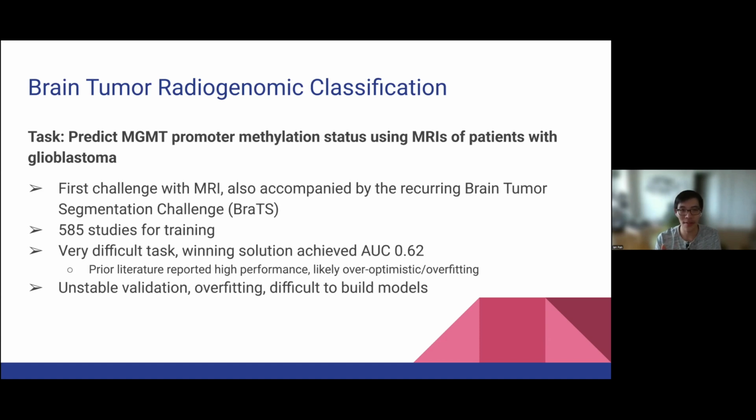And what you'll notice if you look up MGMT promoter methylation status, deep learning, MRI, glioblastoma, is you'll find papers that report fairly high performance. Those were probably a little bit over optimistic, because we had, I think, close to 2,000 people participating in this challenge, and this is the best that we could get. So again, just highlighting what a difficult task this was.